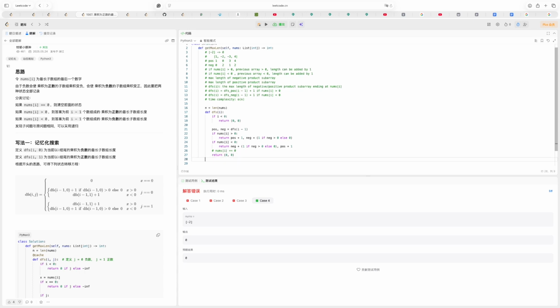And so at the end we will have a maximum to see which subarray has the longest positive length. We will have 0.